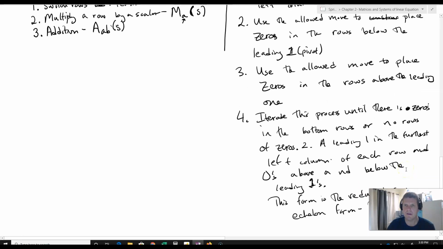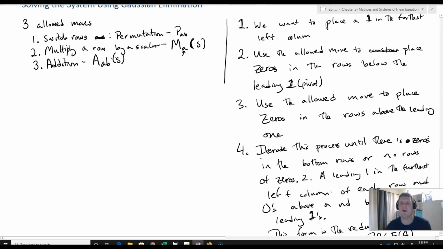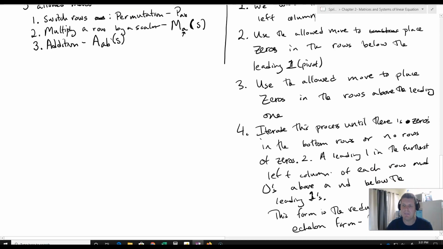Okay. So we're going to think about this. First, we want to place a 1 in the furthest left column. Then we're going to use the allowed moves to place zeros in the rows below the leading one. Then we'll use the allowed moves to place zeros in the rows above the leading ones. Then we're going to iterate this process. We're going to do it for every single column, right? We're going to go along each one of the columns until there are zeros in the bottom row, or we have no rows of zeros. Then we have a leading one in the furthest left column of each row, and zeros above and below the leading ones. And what we'll end up with is something called the RREF of A.